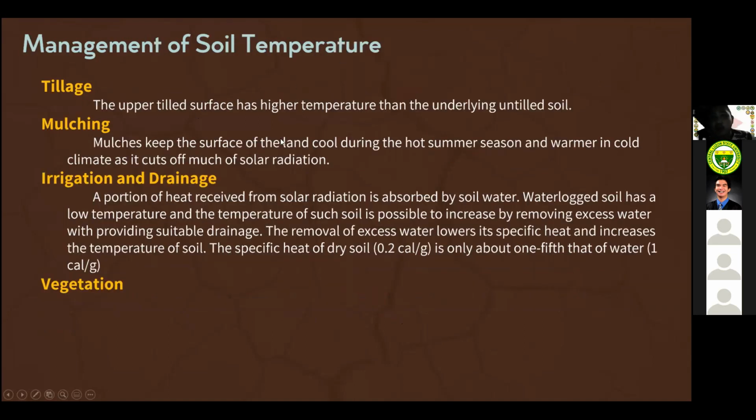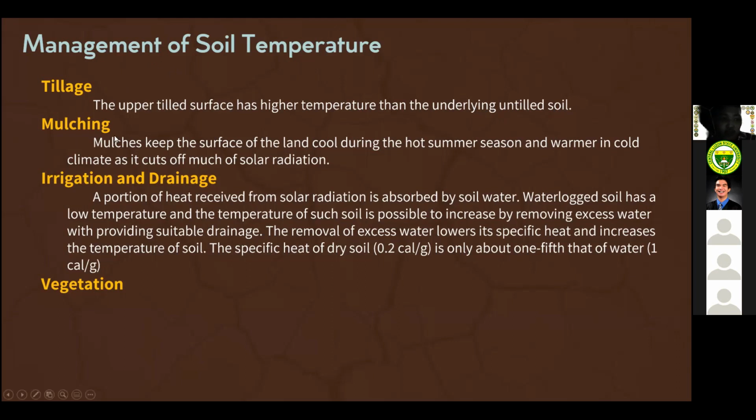Then how do we manage soil temperature? Paano pag sobrang init na nung soil natin? So this can be corrected by tillage. The upper tilled surface has higher temperature than the underlying untilled soil. So kung pwedeng till natin, 'di ba, yung nasa underlying or subsoil is maibabaw para yung mainit na part sa surface is lalamig. So that can be through tillage.